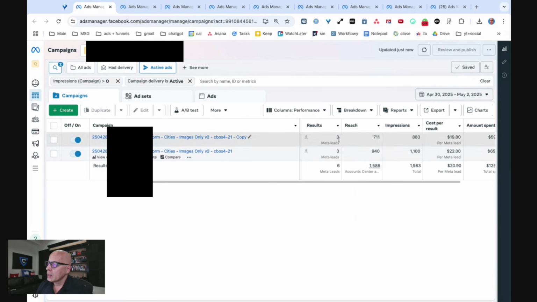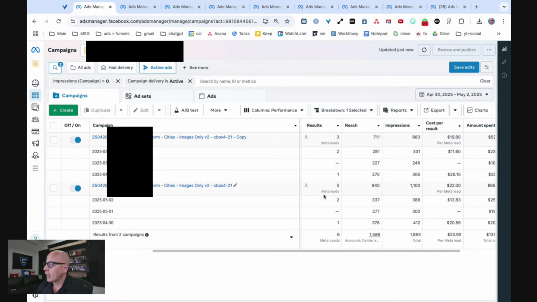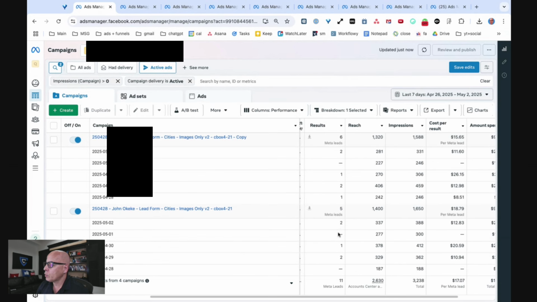But now here's the thing. I can look at the breakdown of this, and I can see that, let me go back 7 days so we can see that. You can see that it had a couple days where it didn't pick up any leads, but now it's starting to pick up again. Because on the 2nd, it picked up 2 leads. On the 2nd, it picked up another 2 leads.